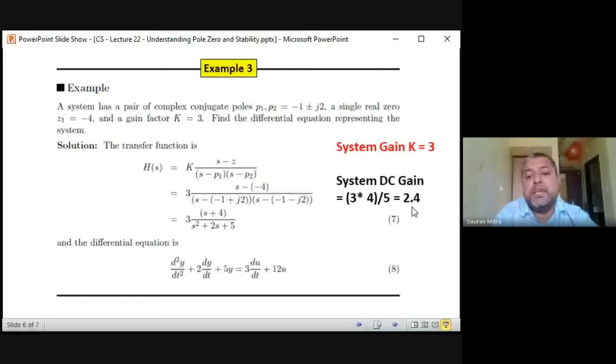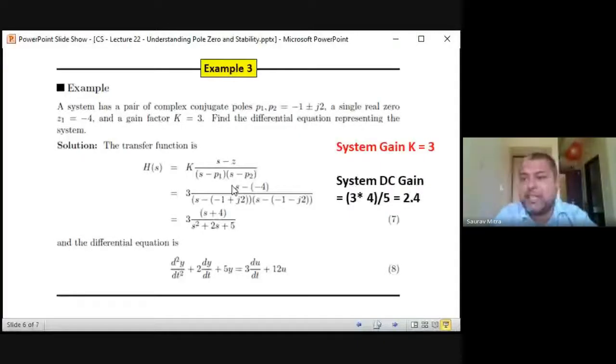And there is no standard rule that DC gain should be less than system gain. DC gain can be greater than system gain. There is no standard rule. It depends all on the value of poles and zeros. Okay, so if the zero value is very small, let's say 0.2 or something, then this is 3 into 4 divided by 0.2. That means it will become almost 60. So in that case, the DC gain will increase compared to the system gain.